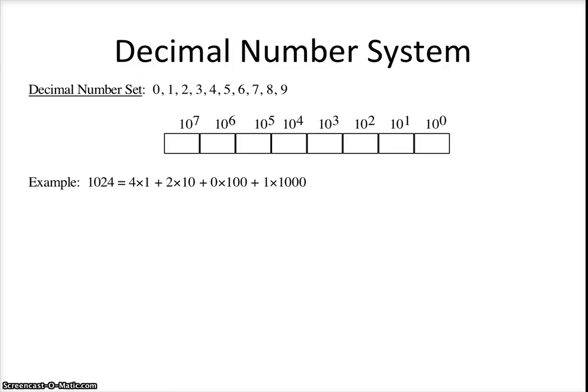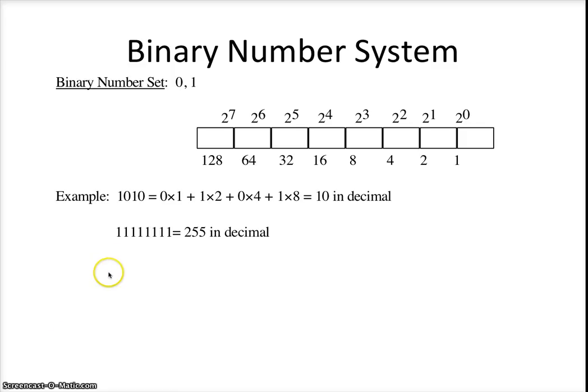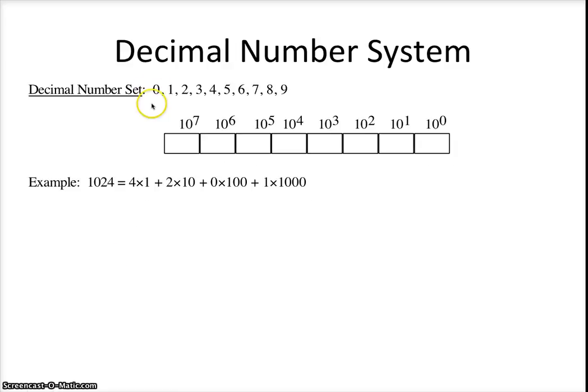So what do we have here? What we've got is the decimal number system. The decimal number system consists of 0, 1, 2, 3, 4, 5, 6, 7, 8, 9. Those are the 10 symbols for the decimal number system.